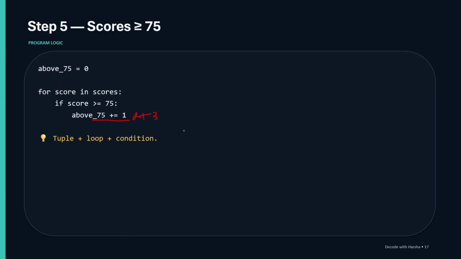Okay, add, and finally totally we will be having 6. Okay, 6 numbers that are above 75. So that will get printed.